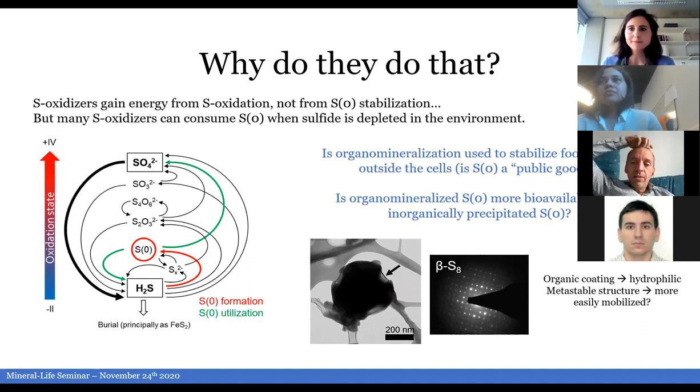Okay, and so the second question is, have you thought about a way to quantify the cost of this stabilization of elemental sulfur by those microbes?